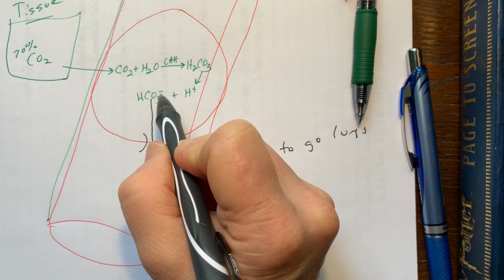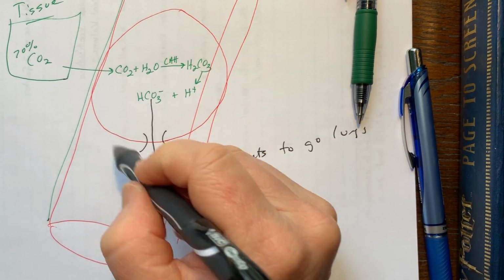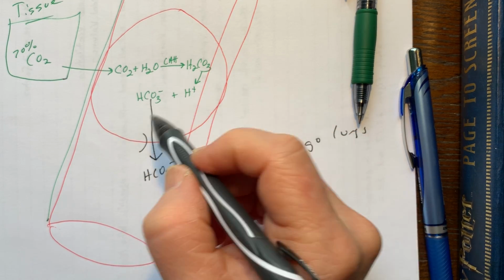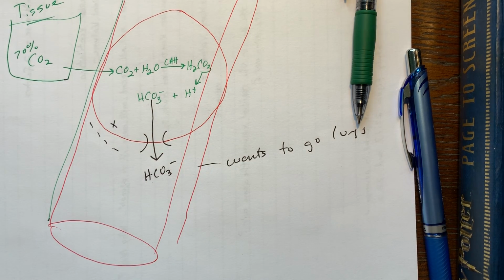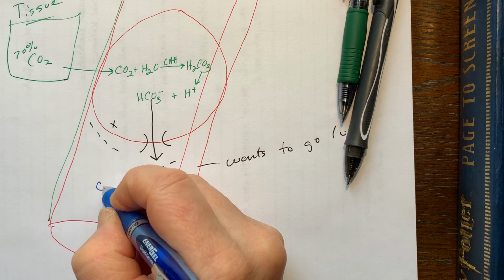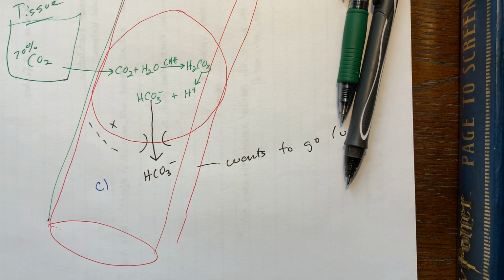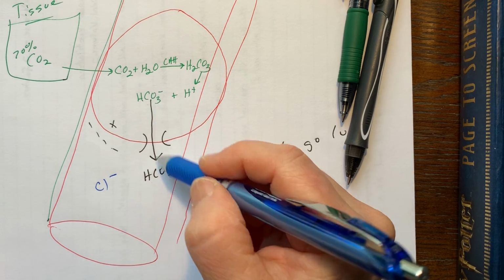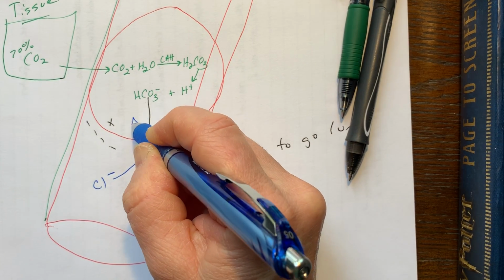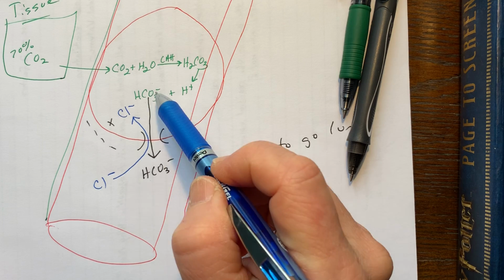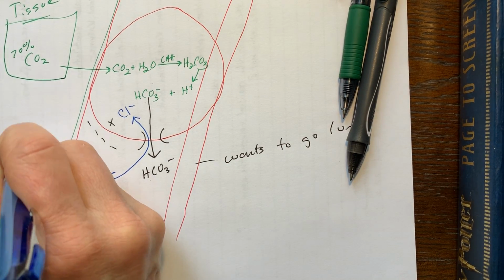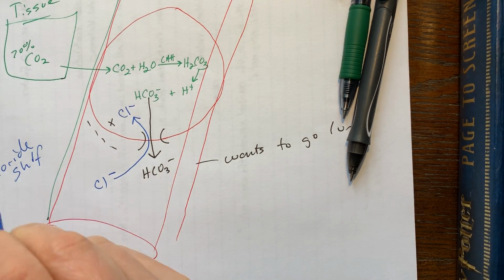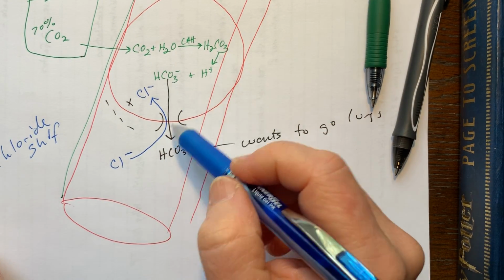Now think about it. If all these negatives were to leave this red blood cell, you're going to create a polarity. It's going to be too positive in here compared to the outside, and that's not good. So how do we compensate for that? Well, in the plasma, we have a lot of chloride ions. Every time a bicarbonate comes across, here comes a negative. And this is called chloride shift. And so that's good.